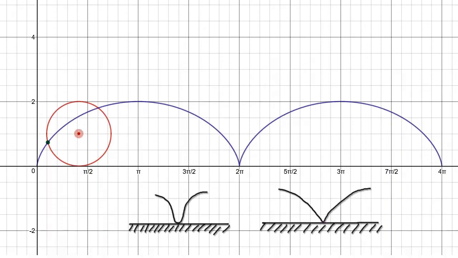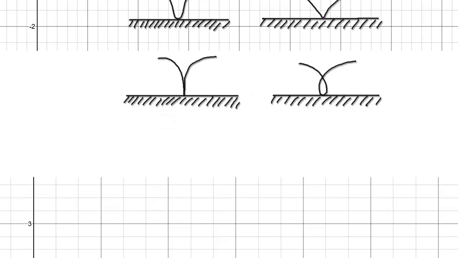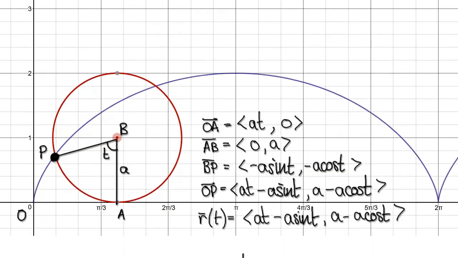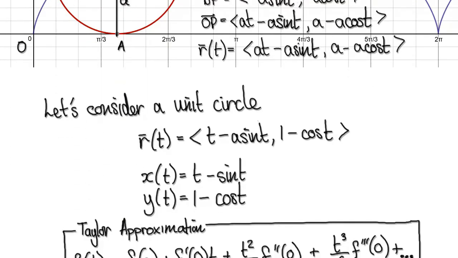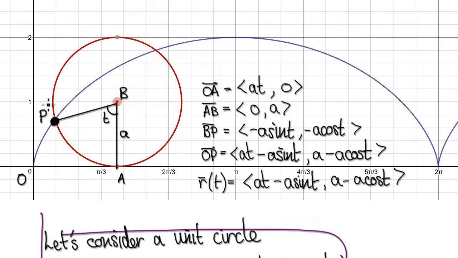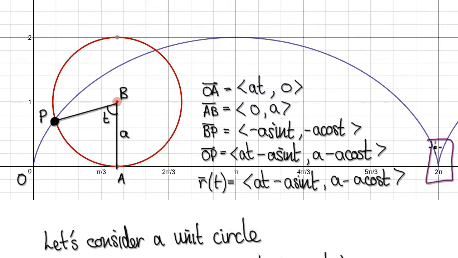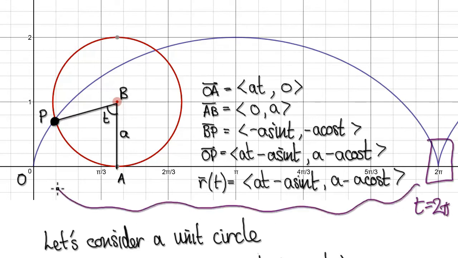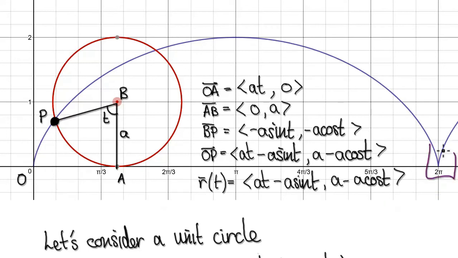Following on from the previous video, we got to this stage here. We were trying to find out what happens around this region here. But rather than looking at this region when t equals 2 pi, let's look at it when t equals 0. It's easier to analyze it when t equals 0 rather than 2 pi. This region here will act the same as around here. So let's look at it when t equals 0.